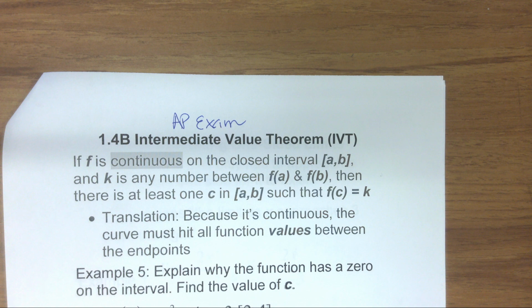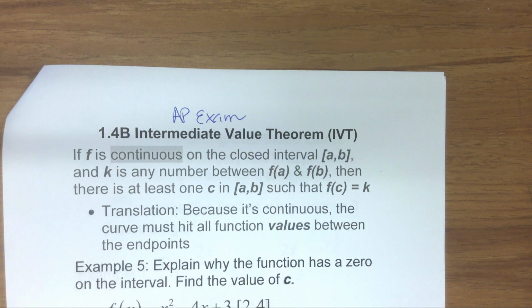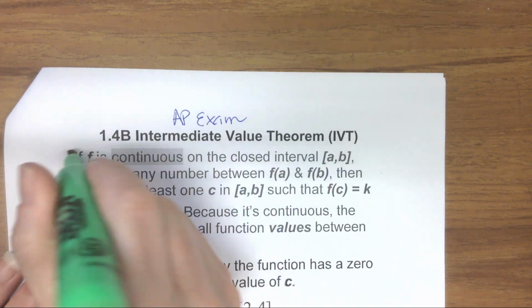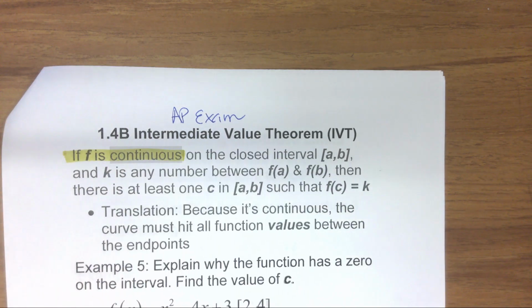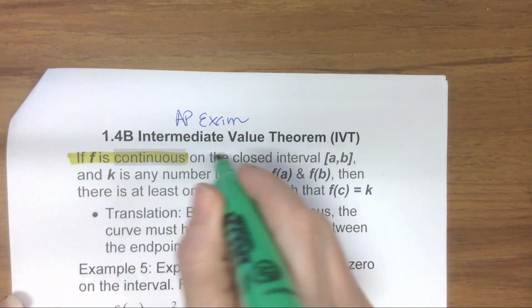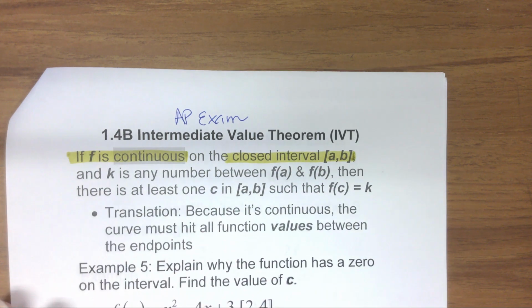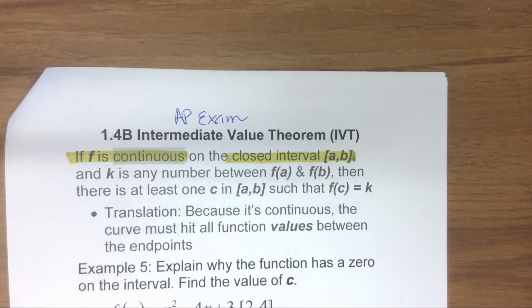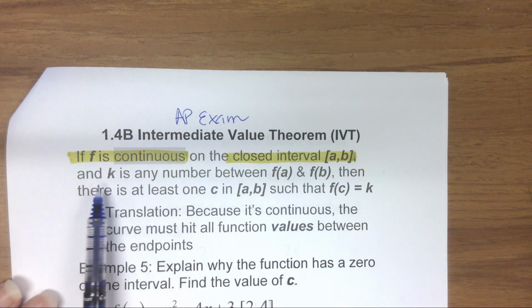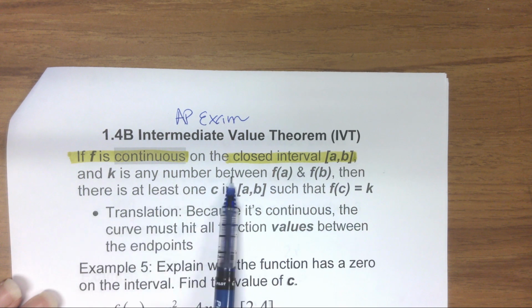So this is an AP exam thing. The biggest thing is you have to state that the function is continuous and it's a closed interval, okay? Those two things have to be true in order to use that theorem. And the theorem is that, I know, they always add all these letters. What does that mean? K is any number between f of A and f of B.